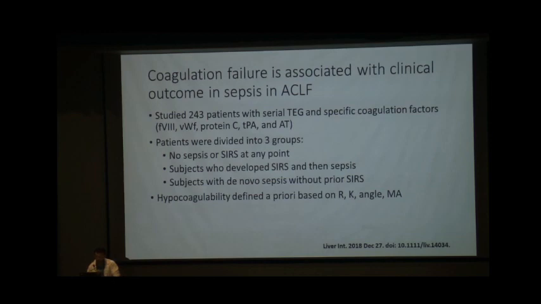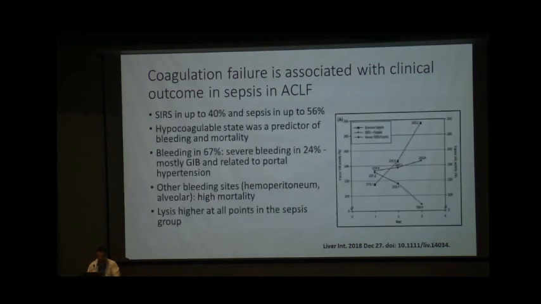This basically shows the coagulation failure in patients with sepsis in ACLF. Patients were divided into 3 groups: patients with SIRS or no sepsis, subjects who developed SIRS then sepsis, and subjects with de novo sepsis without any SIRS. And the hypocoagulability was defined on R time, K time, angle, and maximum amplitude.